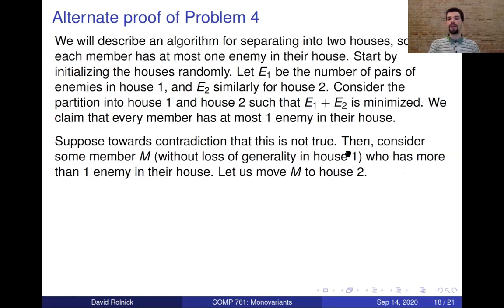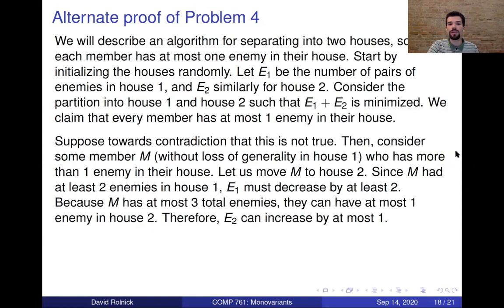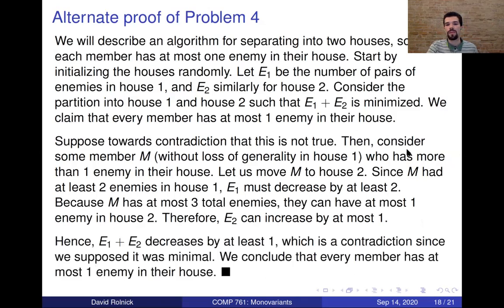Then we can move them to the other house. By our previous logic, E1, the number of enemies in house 1, the house they started out at, is going to decrease by 2. The number of enemies in the house they go to is going to increase by at most 1. And that means that we've decreased E1 plus E2. But we can't have decreased E1 plus E2 because we assumed that it was minimal. We conclude that we have a contradiction, and so every member has at most 1 enemy in their house at this minimal configuration.